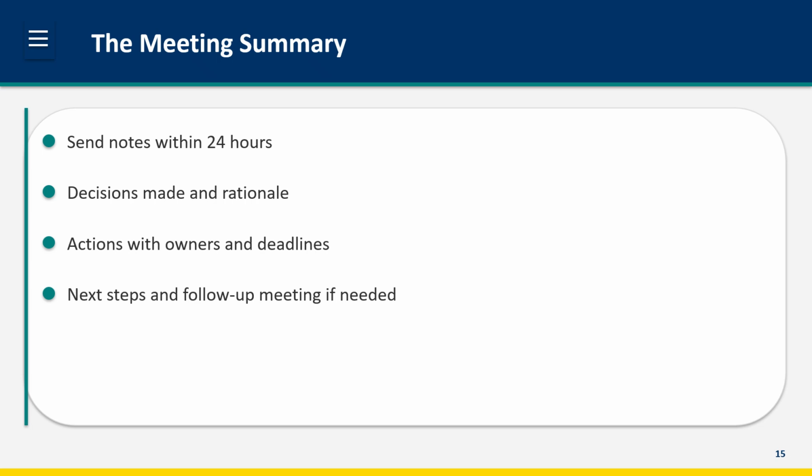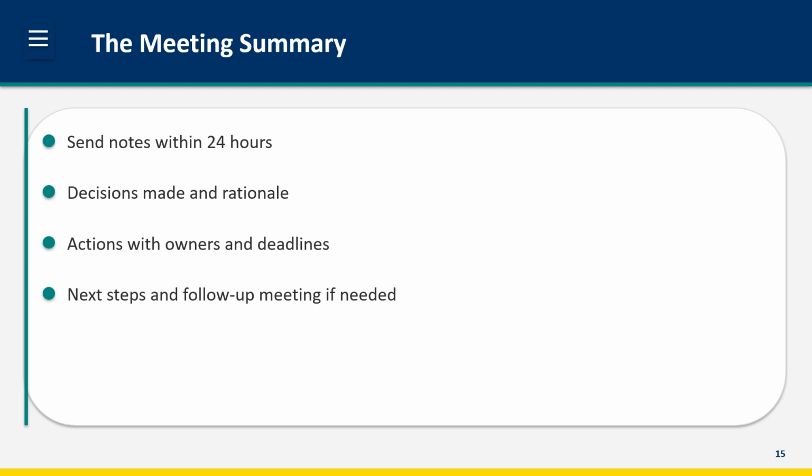Send meeting notes within 24 hours while memories are fresh. Include decisions made and the rationale behind them. This prevents relitigating decisions later. Include all actions with owners and deadlines clearly stated. Note next steps and whether a follow-up meeting is needed. Keep the summary concise. People should be able to scan it in 2 minutes.